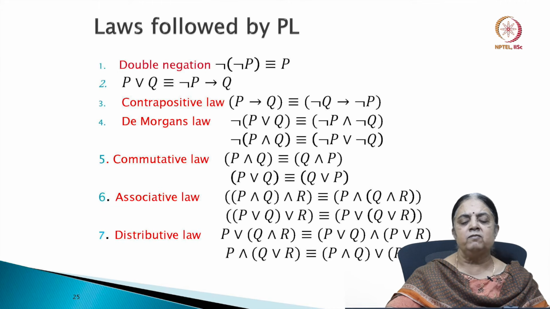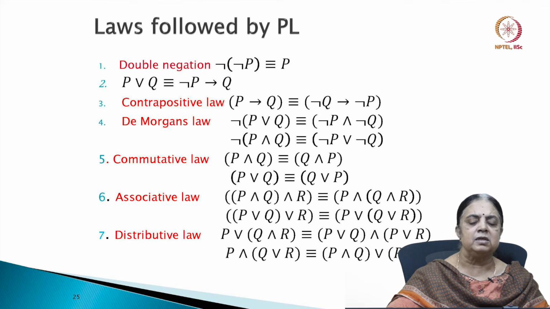So here, when you have not of P or Q, you can take the negation inside, and when you take the negation inside, the OR will become an AND. So you will get not P and not Q. Similarly, for not of P and Q, you can do the same thing. You take the negation inside, but the AND will become an OR.